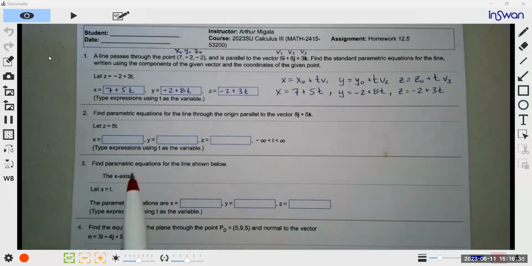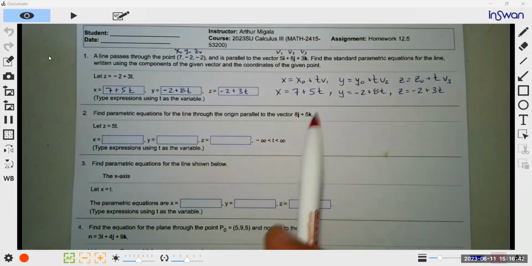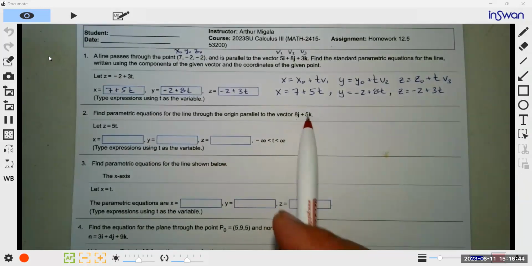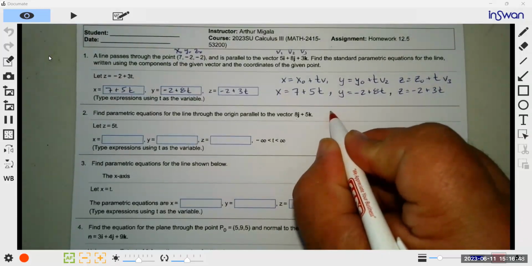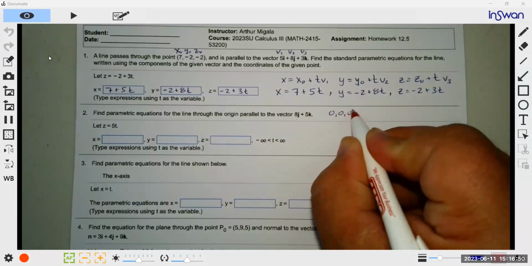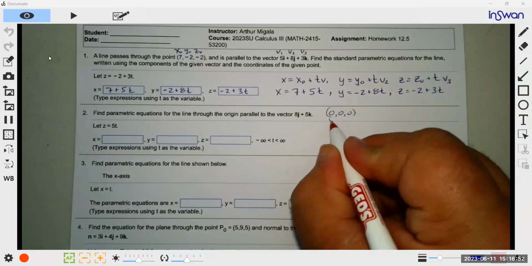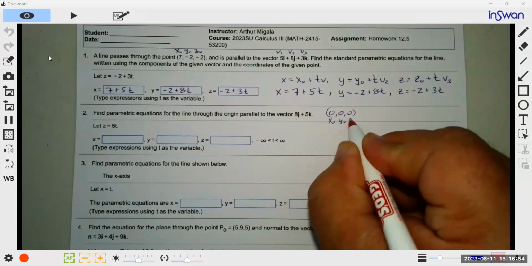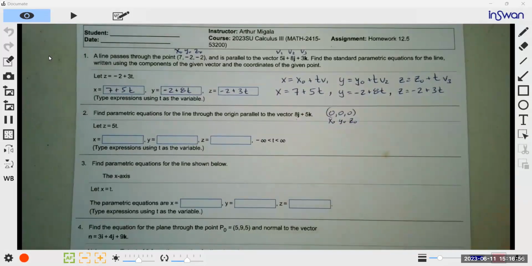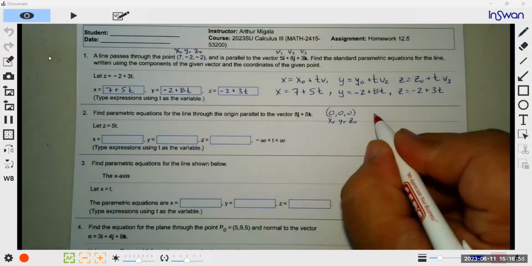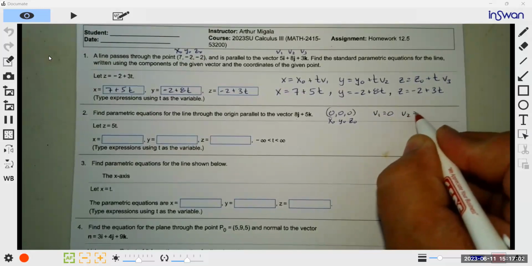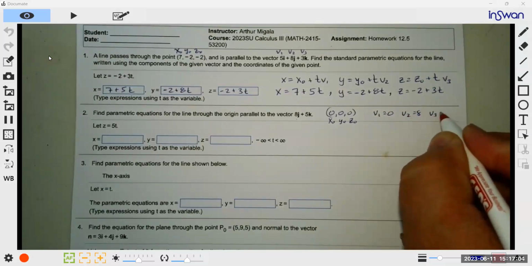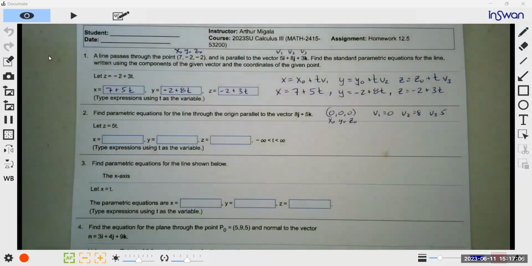Find parametric equations for the line through the origin parallel to the vector 8j + 5k. So the point we're looking at is the origin. Those are our x sub 0, y sub 0, and z sub 0. And so v1 is 0, v2 is 8, v3 is 5.